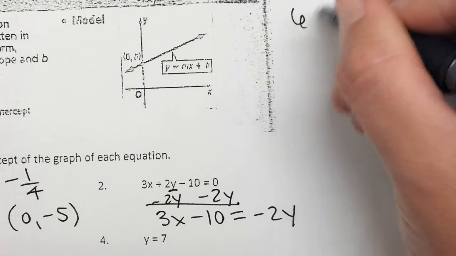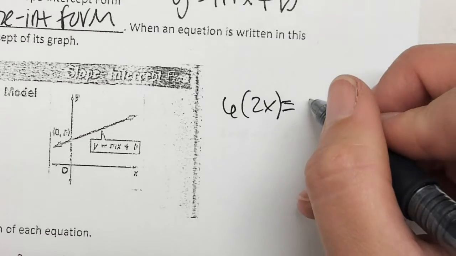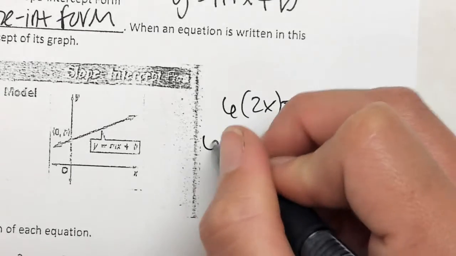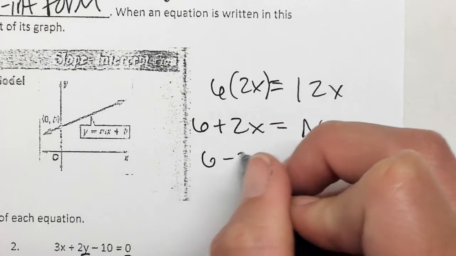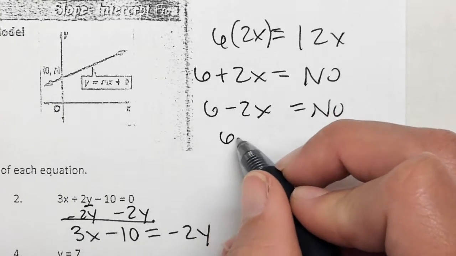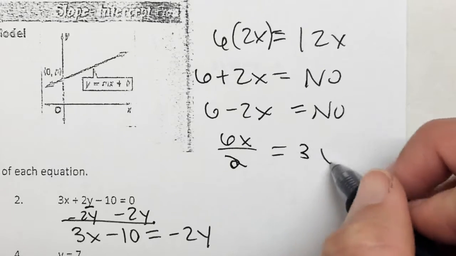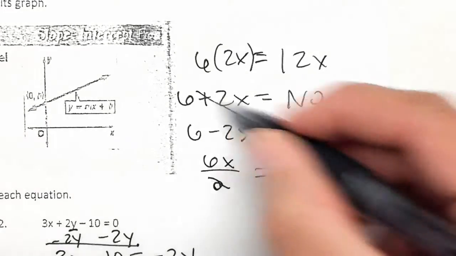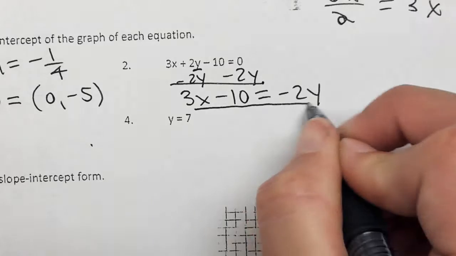Alright, off topic. Don't write this down. Can I do 6 times 2x? What's 6 times 2x? 12x, right? Can I do 6 plus 2x? No. Can I do 6 minus 2x? No. Can I do 6x divided by 2? That'd be what? So when it's not like terms, I can't add or subtract them, but I can do what? So can I divide this by negative 2? Yes. Divide everything by negative 2.